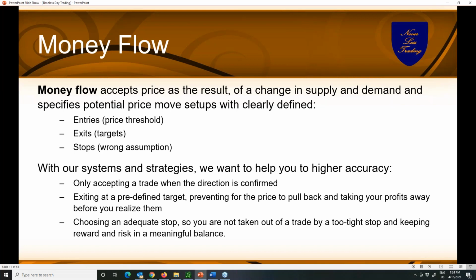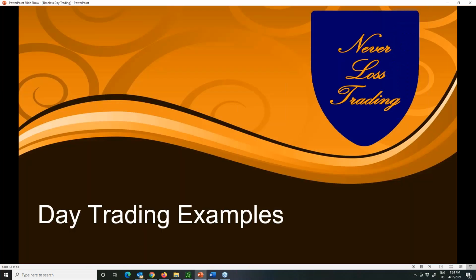And choosing an adequate stop to bring the price home so that you're not taken out of the game before the game starts. So that's all in it, and I'll show you day trading examples, and I'll show you some other swing trading examples too.